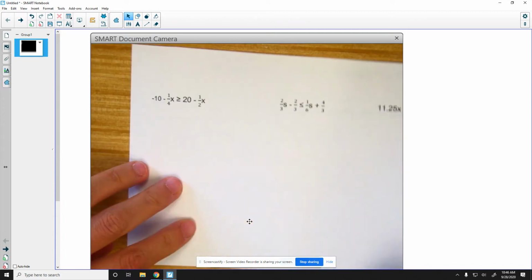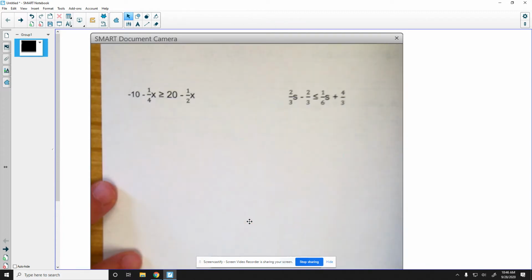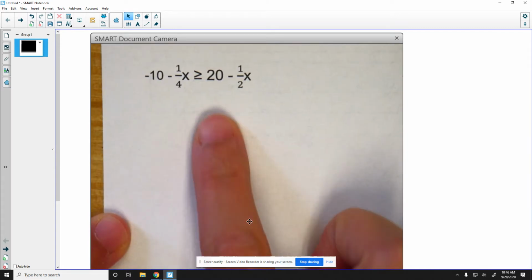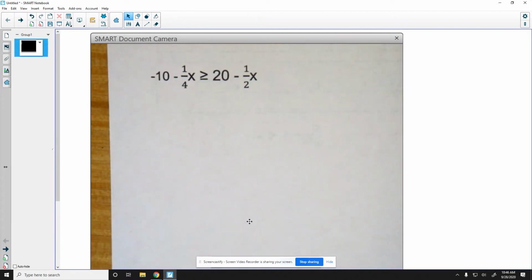All right, let's go to the back side. Back side is harder. Okay, let's start this first one. This is the back side, the first one on the back side. All right, let's do this one. And it's harder because there's negatives. It's always harder when there's negatives, all right?